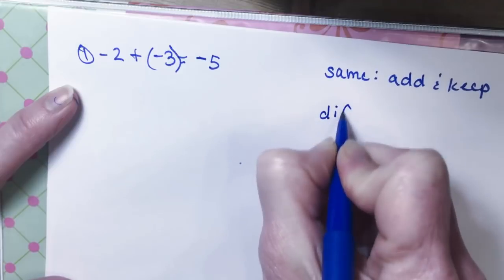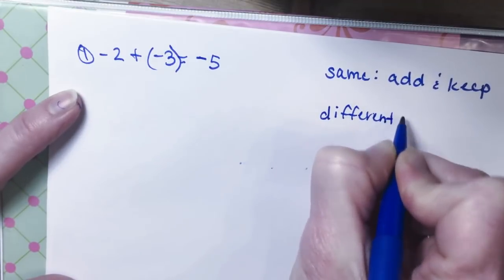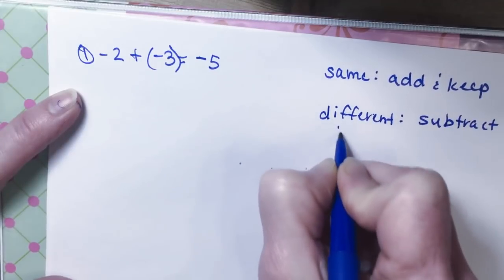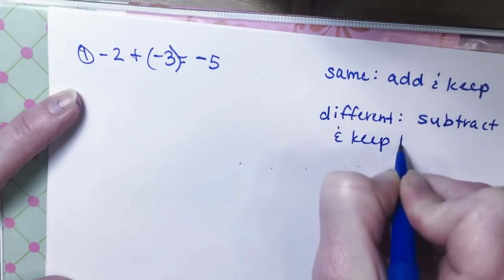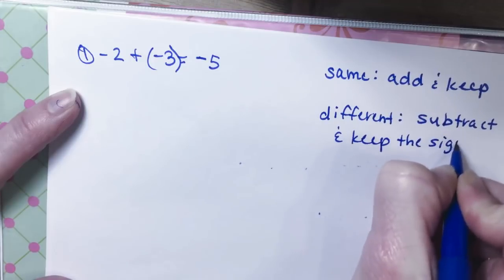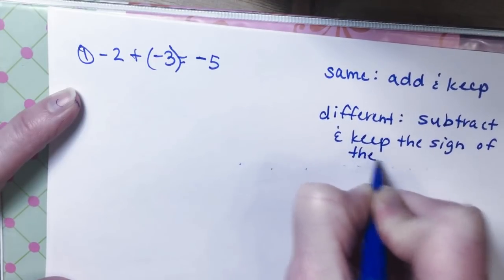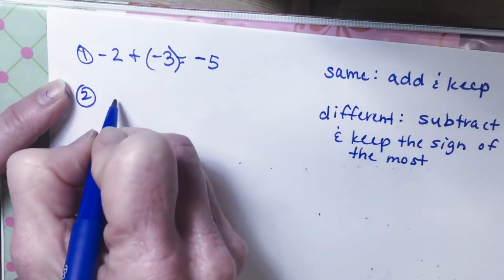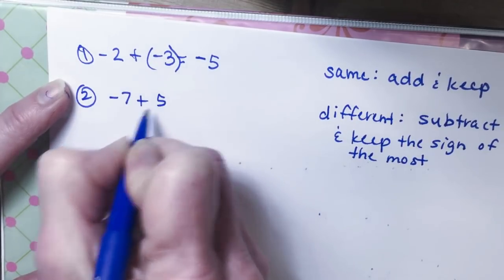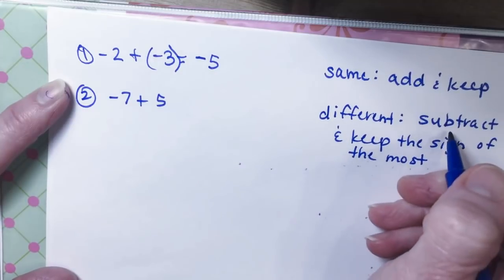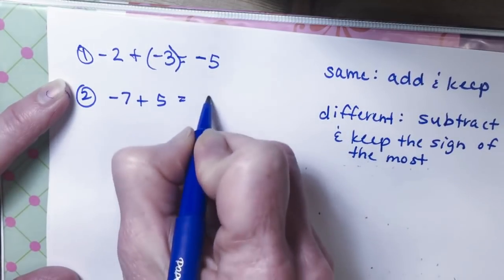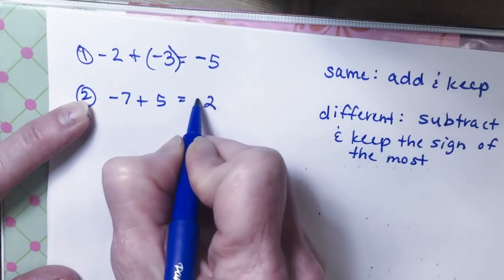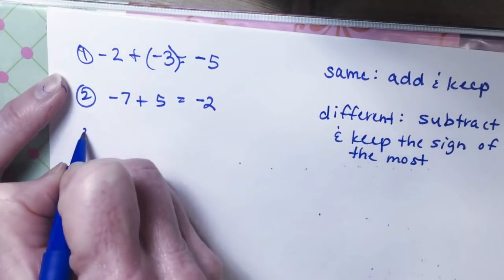Okay, if the signs are different, what did we just say? You're going to subtract and keep the sign of the most. So let's say in this next one, they're different. So let's say I have a -7 plus 5. This one's negative, this one's positive. I'm going to subtract those. So 7 minus 5 is 2. And then I'm going to keep the sign of what I have the most of. So I have more negatives than positives. So my answer is -2.